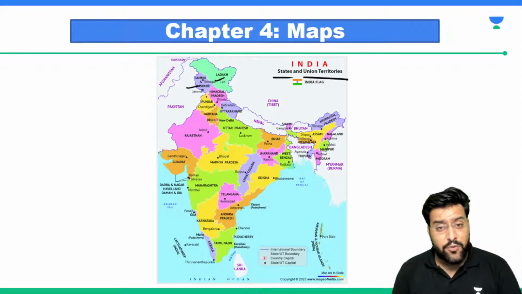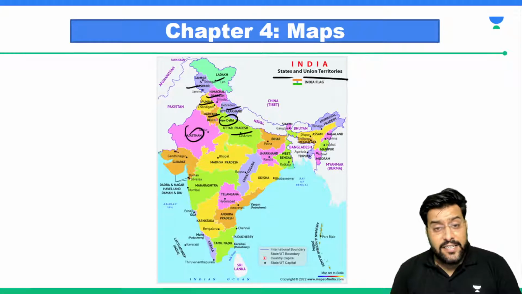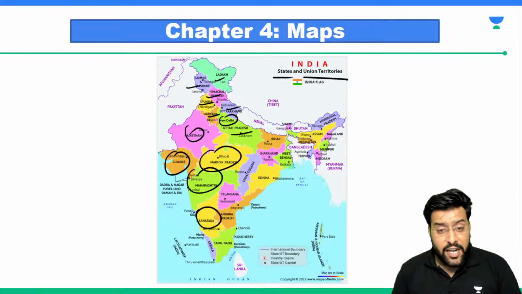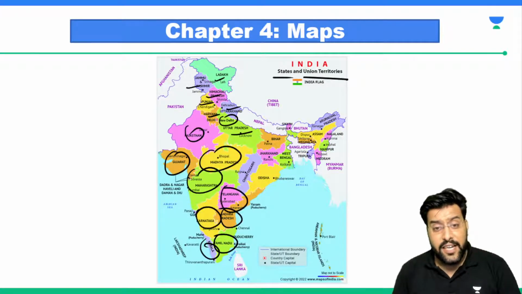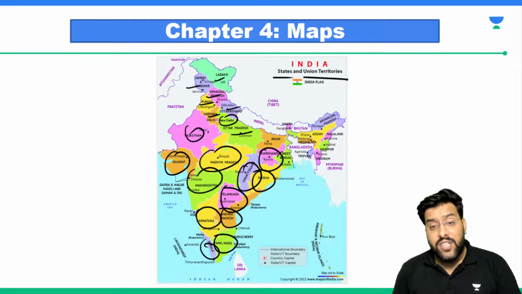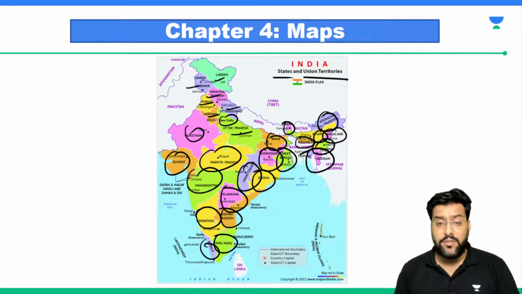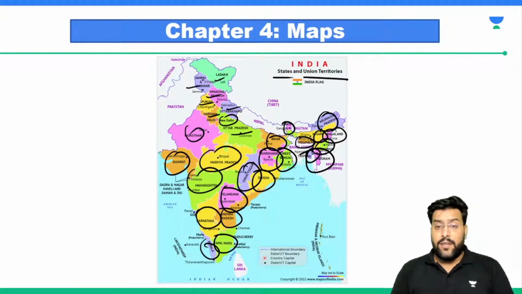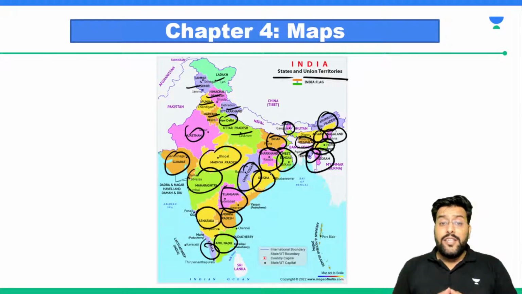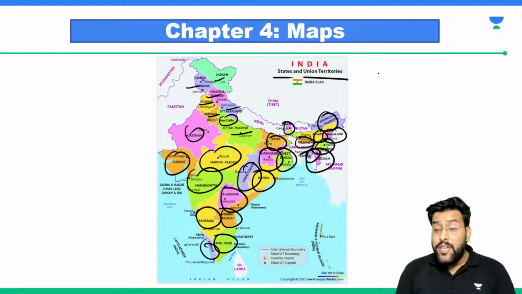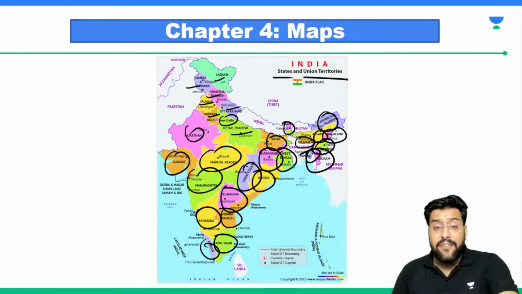We have Ladakh, Jammu Kashmir, Himachal, Uttarakhand, Punjab, Haryana, Uttar Pradesh, Delhi, Rajasthan, Gujarat, MP, Maharashtra, Karnataka, Kerala, Tamil Nadu, Andhra Pradesh, Telangana, Chhattisgarh, Odisha, Jharkhand, West Bengal, Bihar, Sikkim, Assam, Arunachal Pradesh, Meghalaya, Nagaland, Manipur, Mizoram, and Tripura. So all these are the political features, because for the political convenience we created those boundaries.